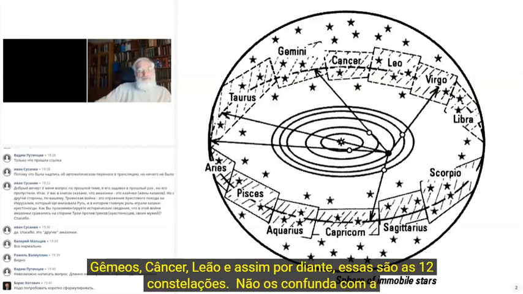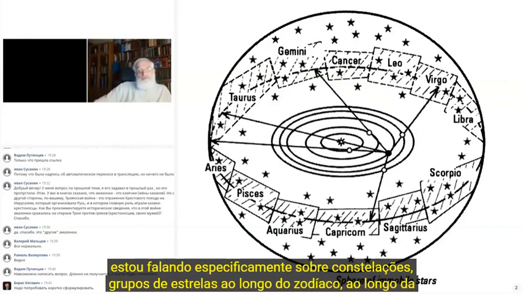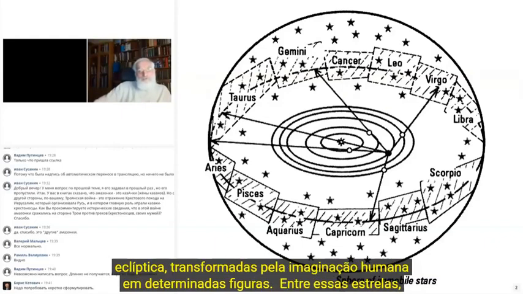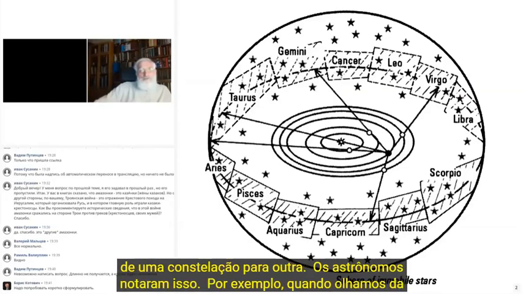Don't confuse them with modern astrology, with modern signs. I'll talk about them later. That's something else altogether. Here, I'm specifically talking about constellations, groups of stars along the zodiac, along the ecliptic, transformed by human imagination into certain figures. Among these stars, planets or wandering stars move, and thus they transition from one sector, from one constellation to another.